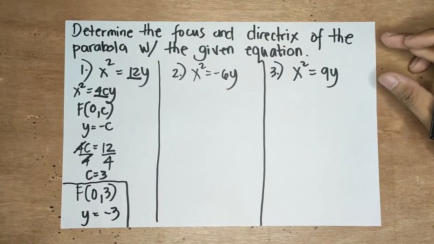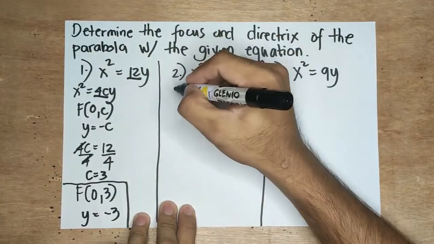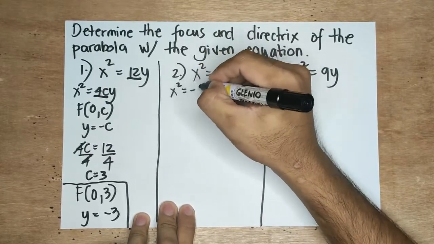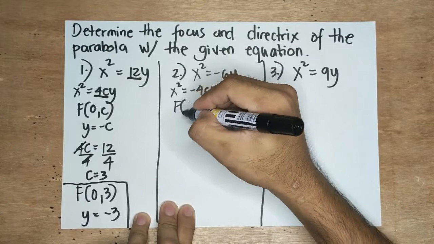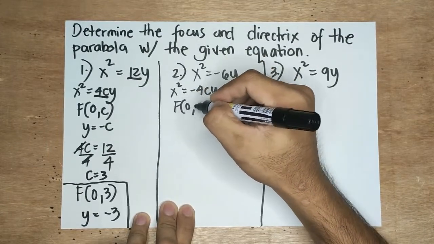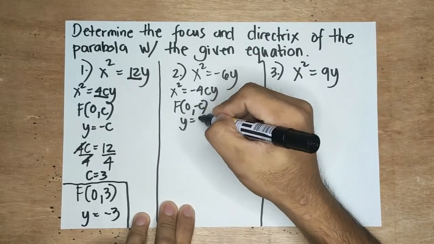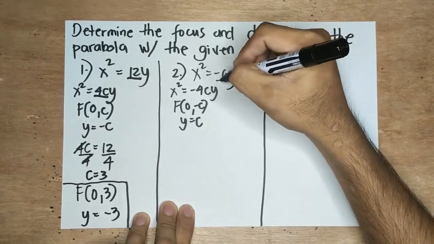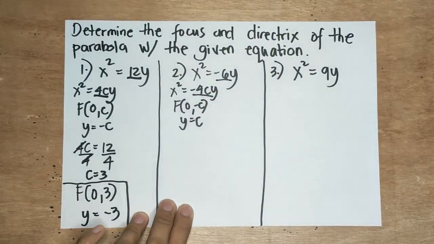For the second item, we have x squared is equal to negative 6y. This is a parabola which opens downwards. So it has this formula, x squared is equal to negative 4cy, and the focus is at 0, negative c, and then the directrix is y is equal to c. Again, since we have negative 6y and negative 4cy, we can equate them.